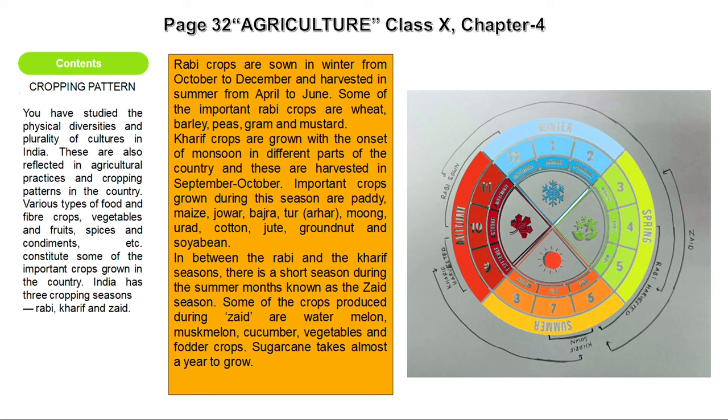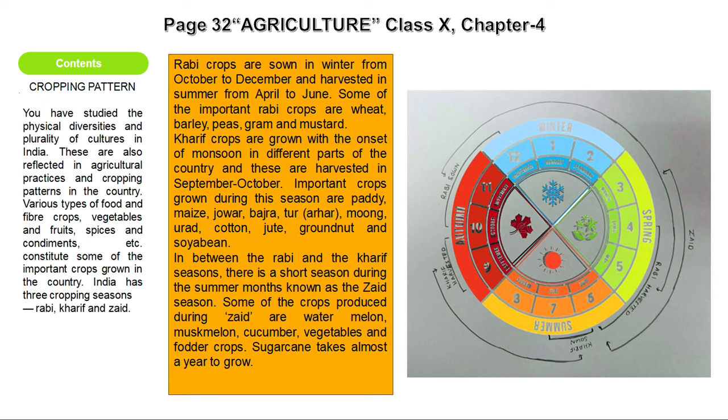The Kharif crops are grown with the onset of monsoon in different parts of the country. These are harvested in September, October. Important crops during this season are paddy, maize, jowar, bajra, tur, commonly known as arhar, mung, urad, cotton, jute, groundnut and soya beans. Here I need to mention that every crop may not be following the exact month for sowing and maturing. So it is different. In general, it is like that.